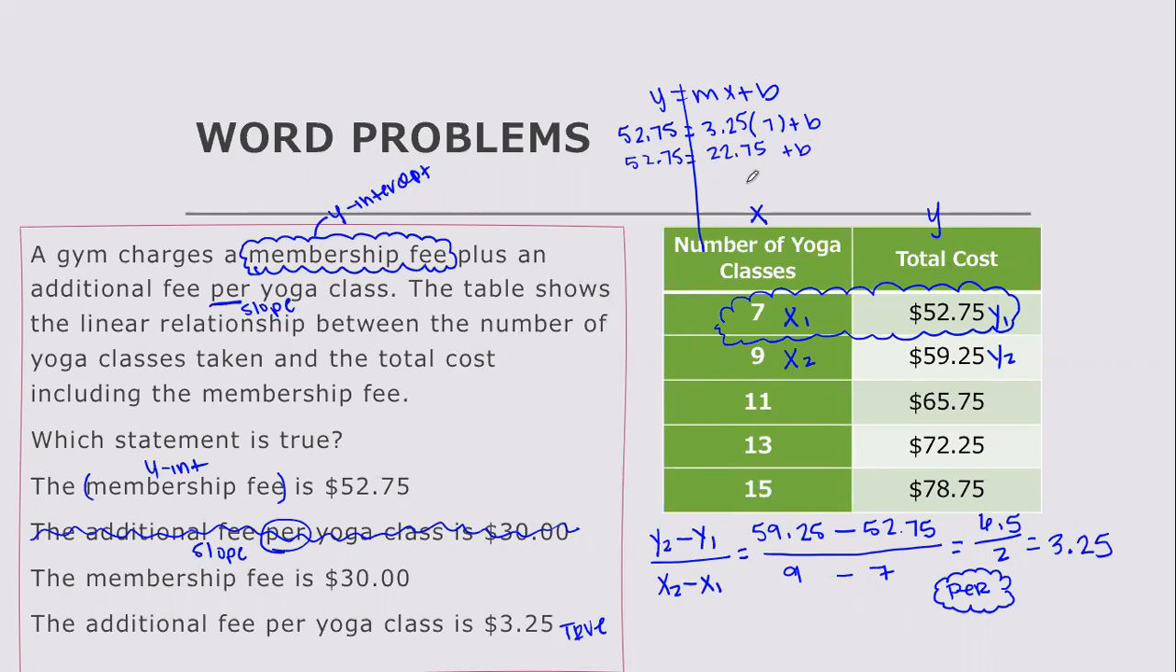So we're one step away from finding our y-intercept. We've got to get rid of this positive 22.75, so I'm going to subtract 22.75 from both sides. And that will give me 30 equals b. So there's my y-intercept, meaning my membership fee is $30. So the third statement and the last statement are true.